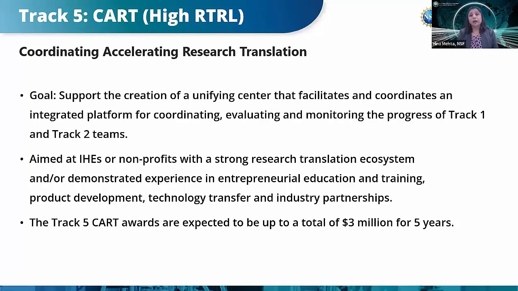Track 5, what we call CART, Coordinating Accelerating Research Translation. This track will mainly support the creation of a national hub that will facilitate the creation of a platform to coordinate, engage, mentor, and support all of the rest of the ART track awardees. These organizations could be an IHE or a nonprofit. But once again, like Track 4, the applicant for this track needs to show a demonstrated strong research translational ecosystem, entrepreneurial education and training, tech transfer, and industry partnerships. They need to have all those kinds of experience in order to qualify for this track. Track 5 awards are expected to be up to a total of $3 million for 5 years.